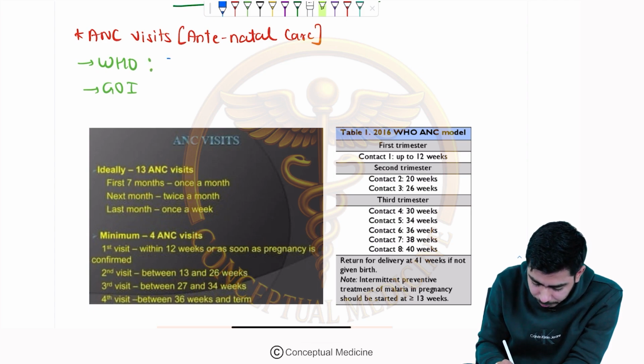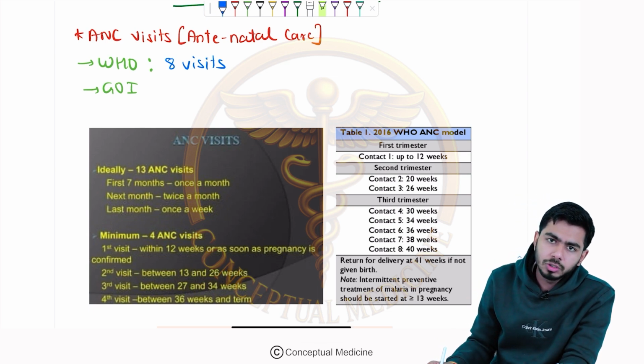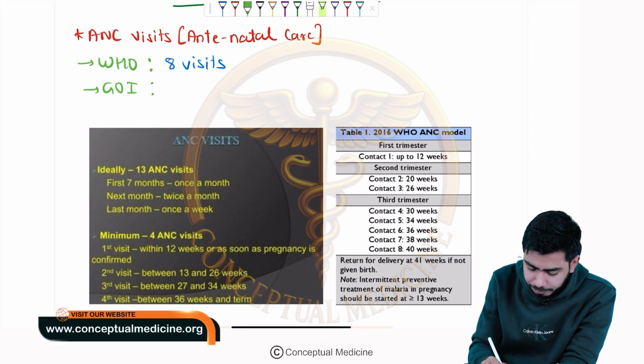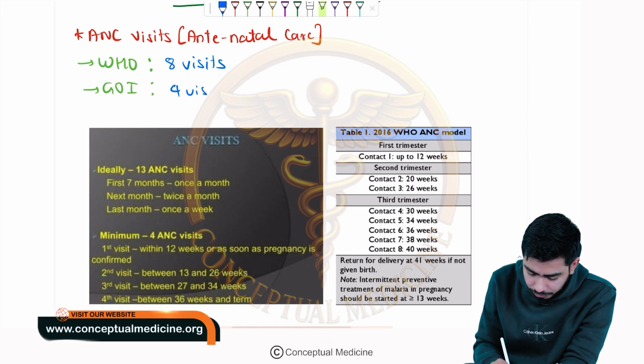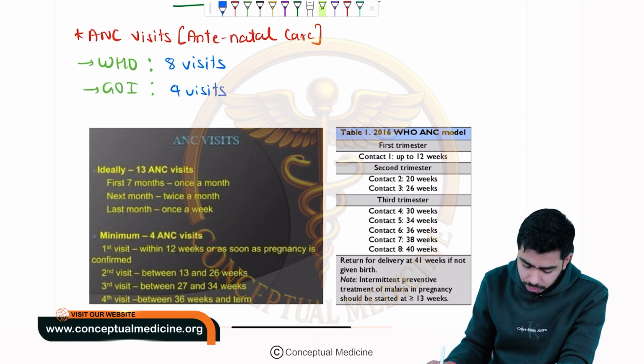WHO is saying that go for the 8 visits, right? The one couple, the one female should be having 8 visits before the birth of the baby, during the whole pregnancy. And if you talk about the Government of India, if you talk about India, they are saying at least there should be 4 visits. At least there should be 4 visits.